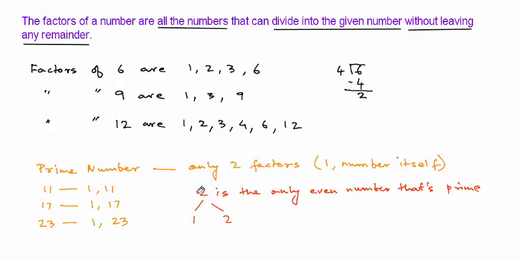And the numbers that are not prime, like 6, 9 and 12, are called composite numbers. Composite numbers are not prime. And by definition, they have at least 3 factors.